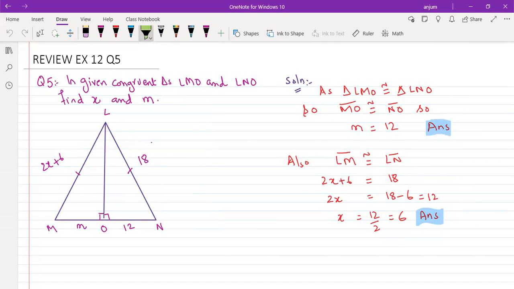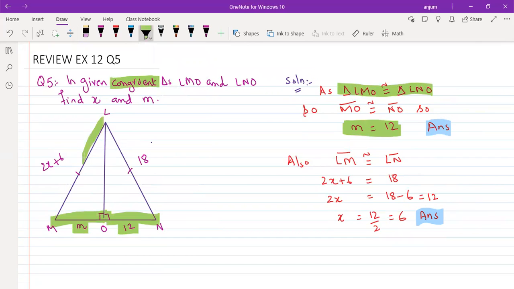In these two triangles we can see the sign of 90 degrees at point O. Initially it is given to us that they are congruent. As the triangles are congruent, all their corresponding sides and angles are congruent. So MO will be congruent to NO, as MO is equal to small m, and NO is equal to 12. So m is equal to 12 because the corresponding sides are congruent to each other.